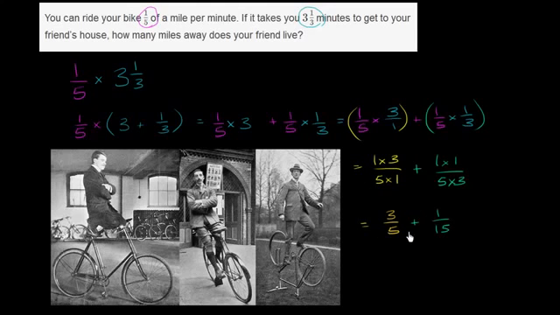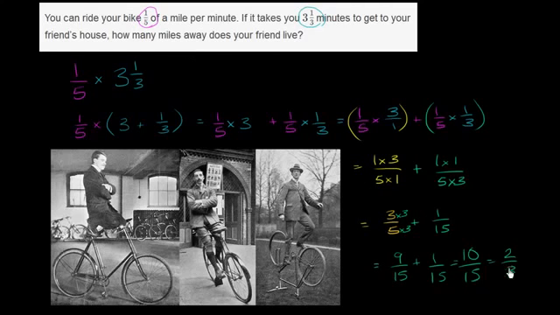Now we have different denominators here, but lucky for us, 3 over 5, if we multiply the numerator and the denominator by 3, we're going to get a denominator of 15. So that's equal to 9 over 15 plus 1 over 15, which equals 10 over 15. If you divide the numerator and the denominator both by 5, you're going to get 2 over 3. So your friend lives 2/3 miles away from your house.